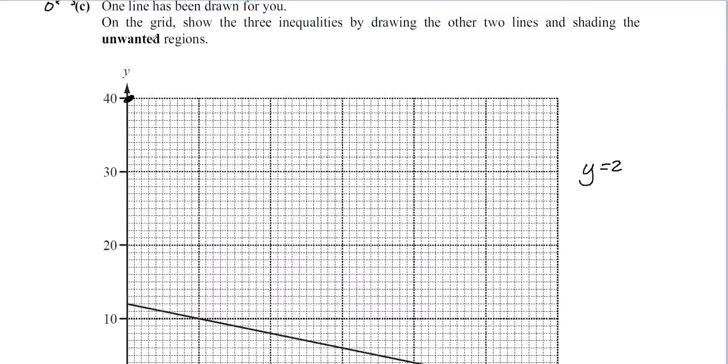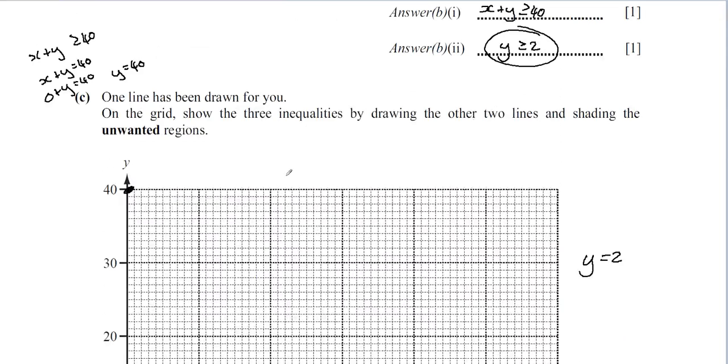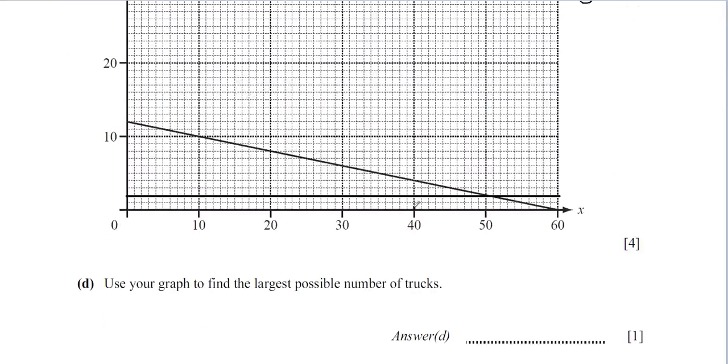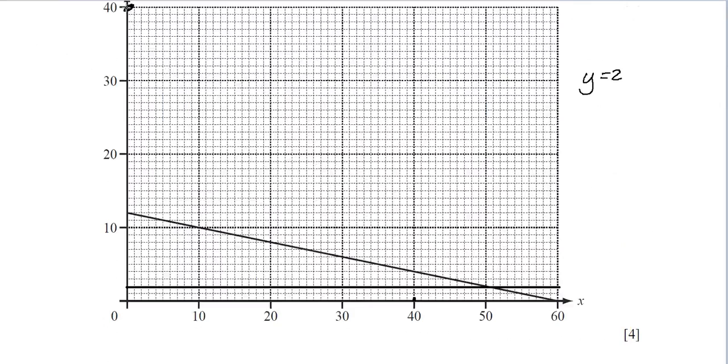That's the first point, or the y-intercept. And what is basically our x-intercept? In other words, when y is 0, it's going to be x plus 0 is equal to 40. X is equal to 40. So that's going to be here. So joining these 2 points, because all you need to draw a straight line is to have 2 points.